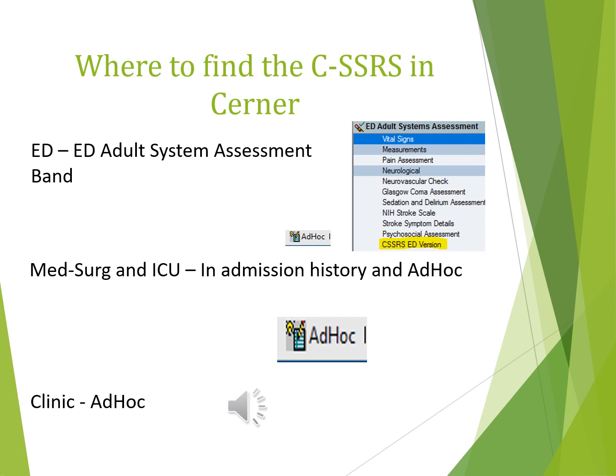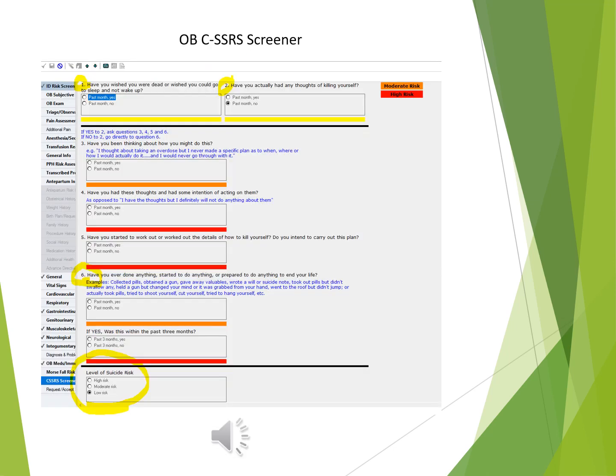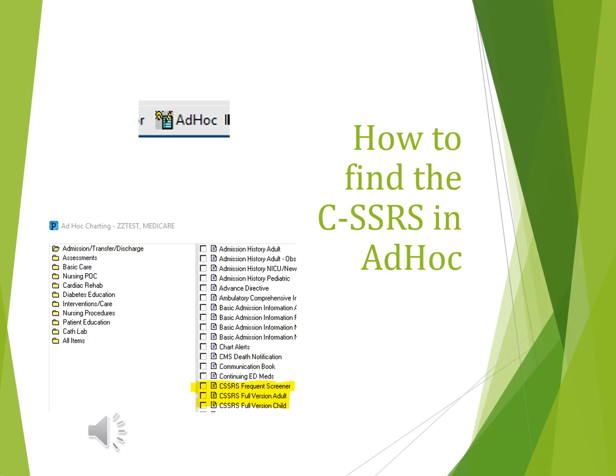In med-surg or ICU, the screener is in the admission history and also in ad hoc. This is what the screener looks like for the OB department. In the full version of the SSRS in Cerner, click on ad hoc from your toolbar and choose one of these options. For adults, choose the full version adult. For children, use the full version child.